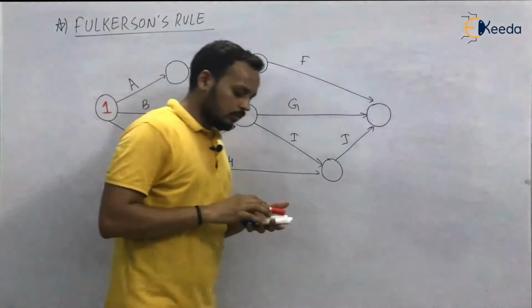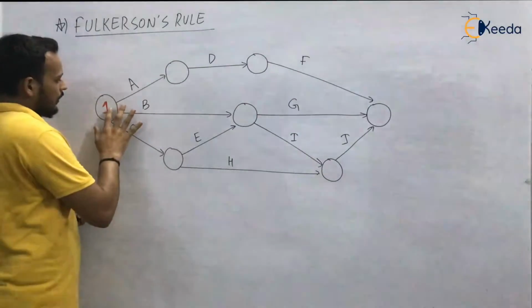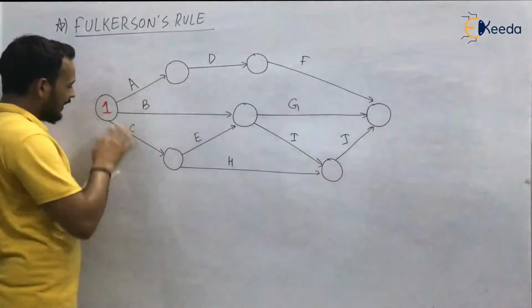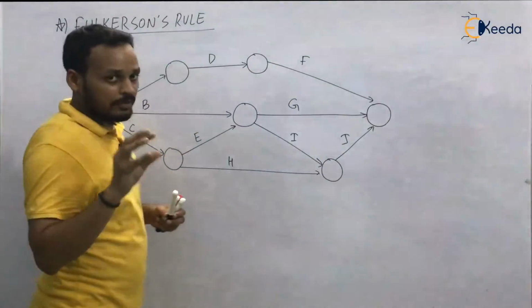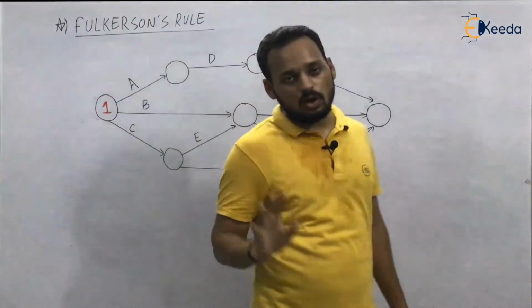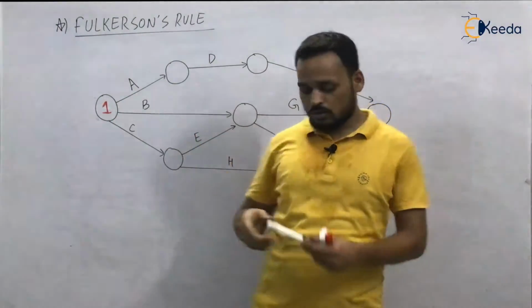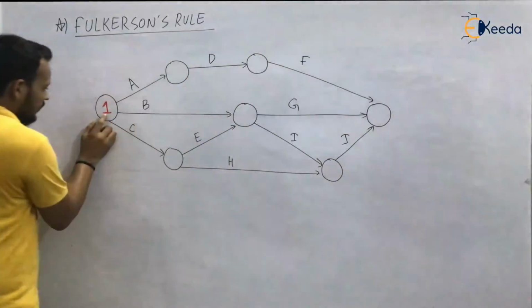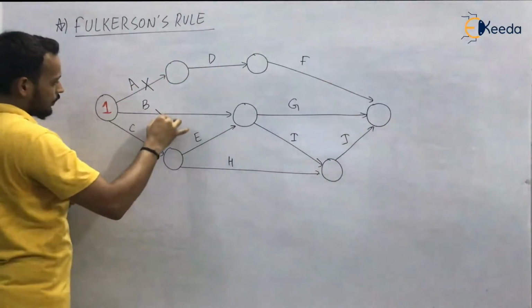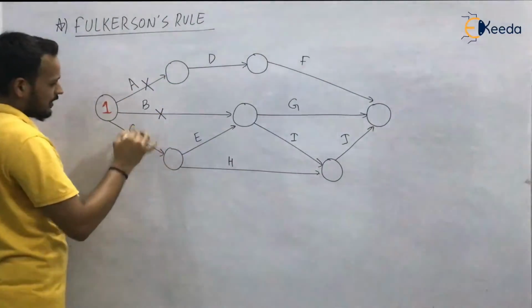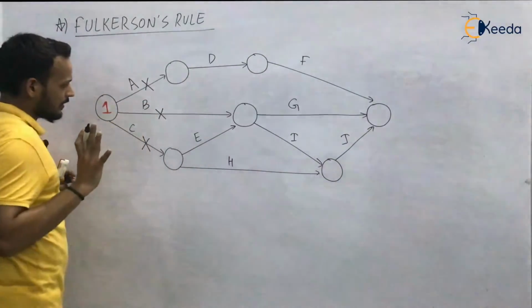Now the second step is to delete all those activities which are emerging from the named node. The already named one is 1. So delete all those activities which are emerging from 1: activity A, activity B and activity C. Just forget activity A, activity B and activity C.